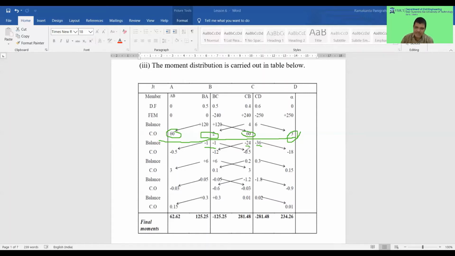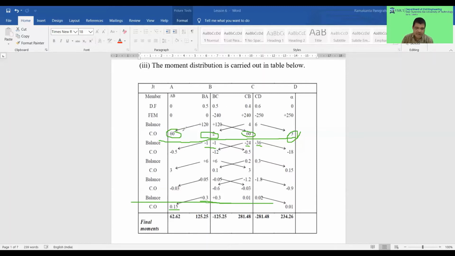Now, in the similar process, you go for balance and carryover, and it will continue. Now you see the carryover is 0.15 here, and here it is 0.01. These values are coming very small, so we'll stop somewhere. You can do one more balance, somebody can also stop here, and we can find the values accordingly.